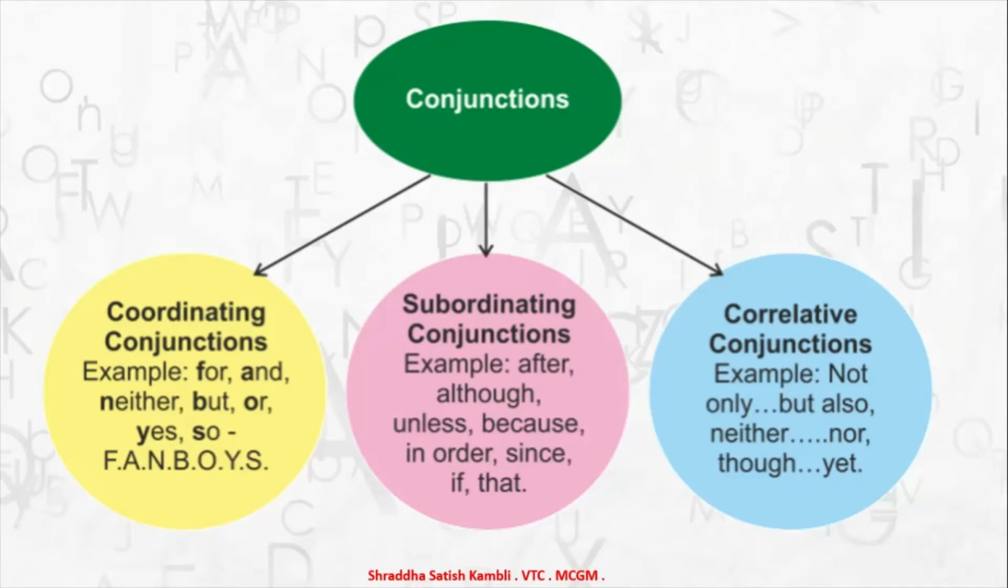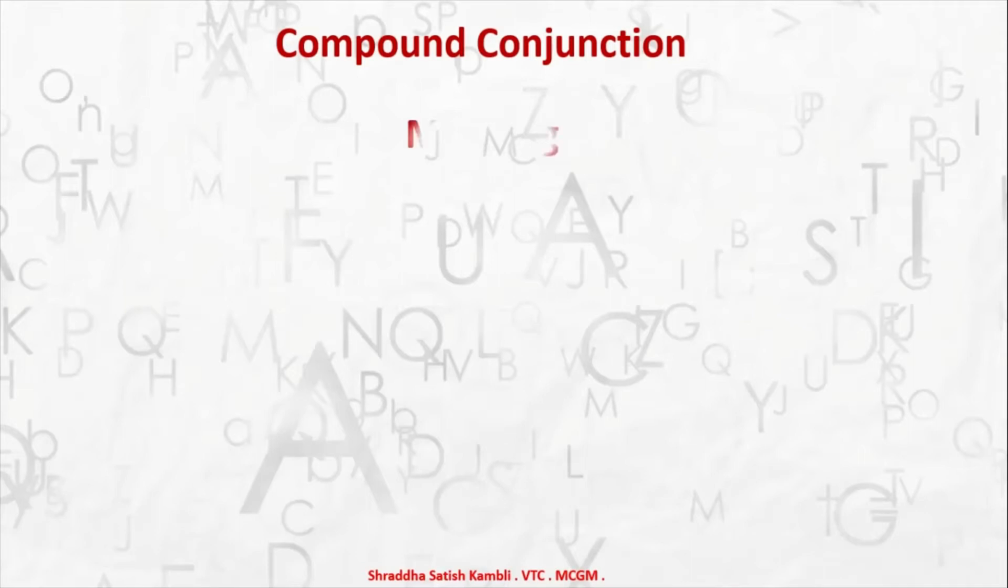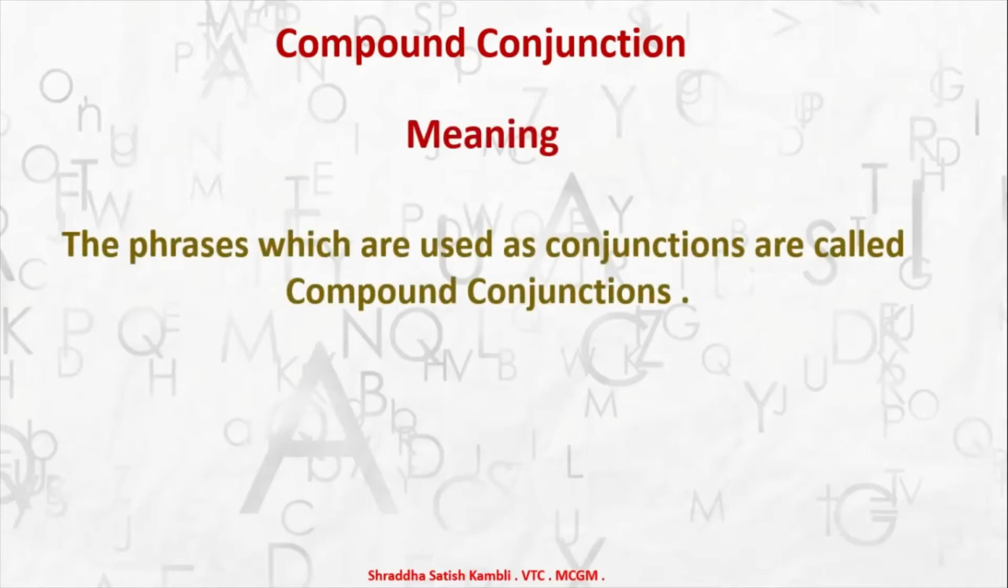Now your scholarship syllabus suggests that we have to learn about one more type of conjunction, and that is the one which we are learning today. That is compound conjunction. So what is a compound conjunction? What is the meaning of a compound conjunction? The phrases which are used as conjunctions are called compound conjunctions. So when conjunctions occur in the form of phrases.